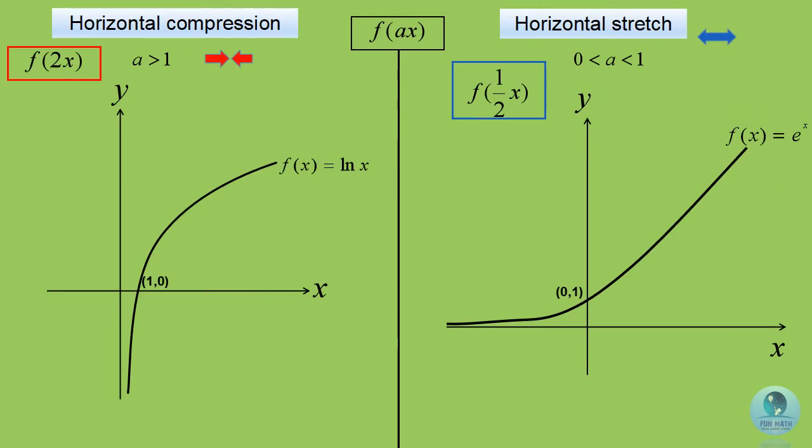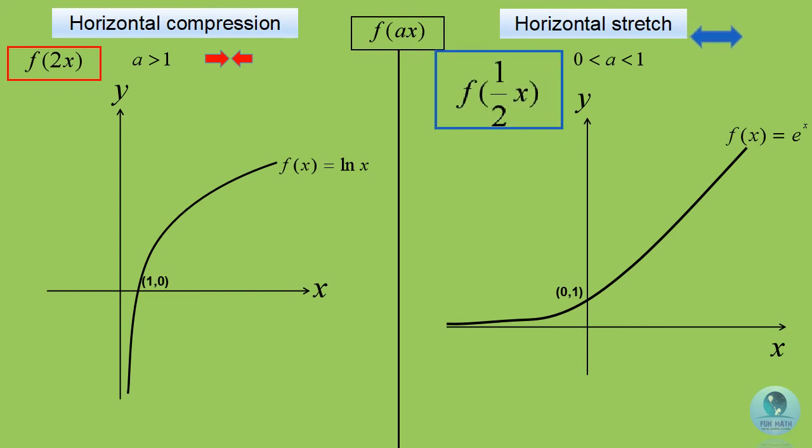Now let's look at the fifth transformation, f of ax. When a is greater than 1, for example, f of 2x, this graph will be horizontally compressed. When a is between 0 and 1, for example, f of half x, this graph will be horizontally stretched. Let's look at these examples.